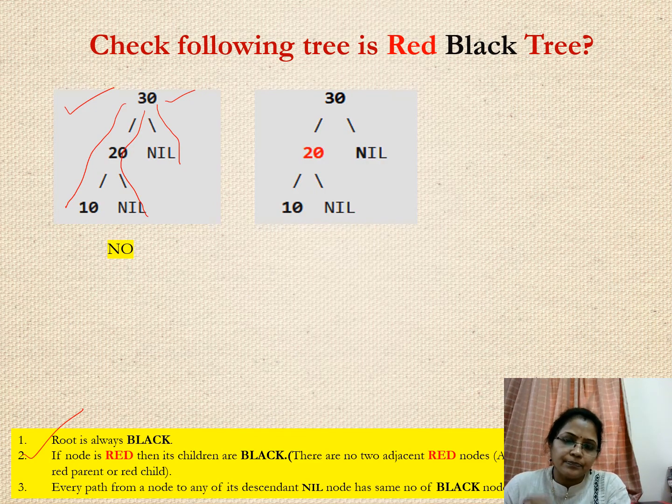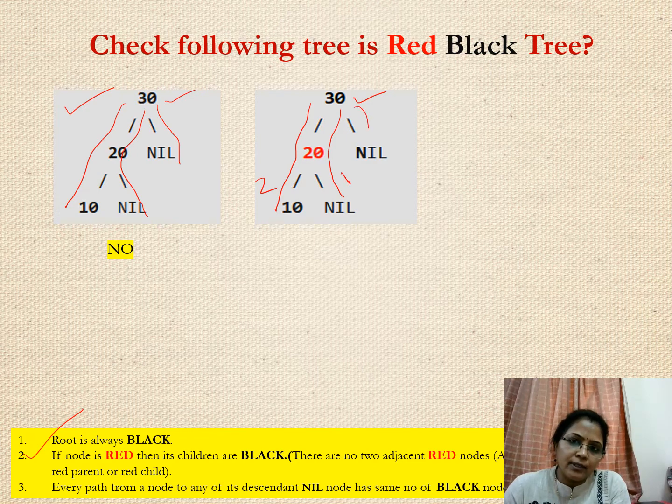Next example. Now this is again the root 30, it is black, it is okay. Then no two nodes are red, so again it is okay. But you verify the third condition, the number of black nodes in each path. You can verify that on this path 30, 20, 10, the number of black nodes is 2. Now on this path the number of black nodes is 1, and on this side also it is 1. So again it is not a red black tree.